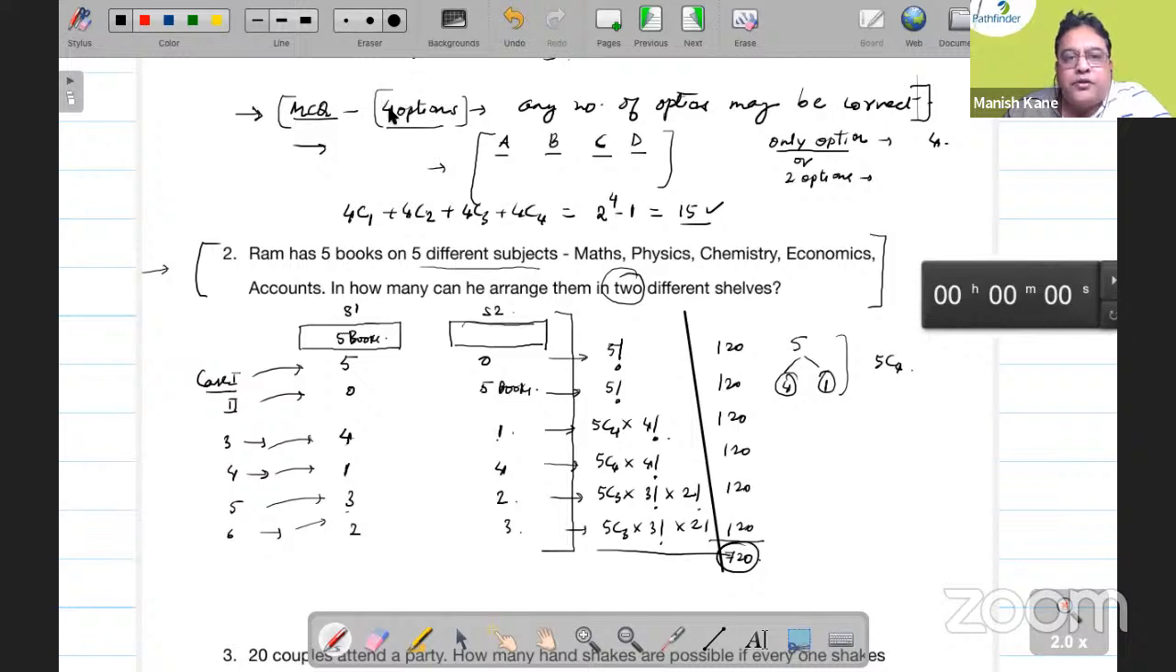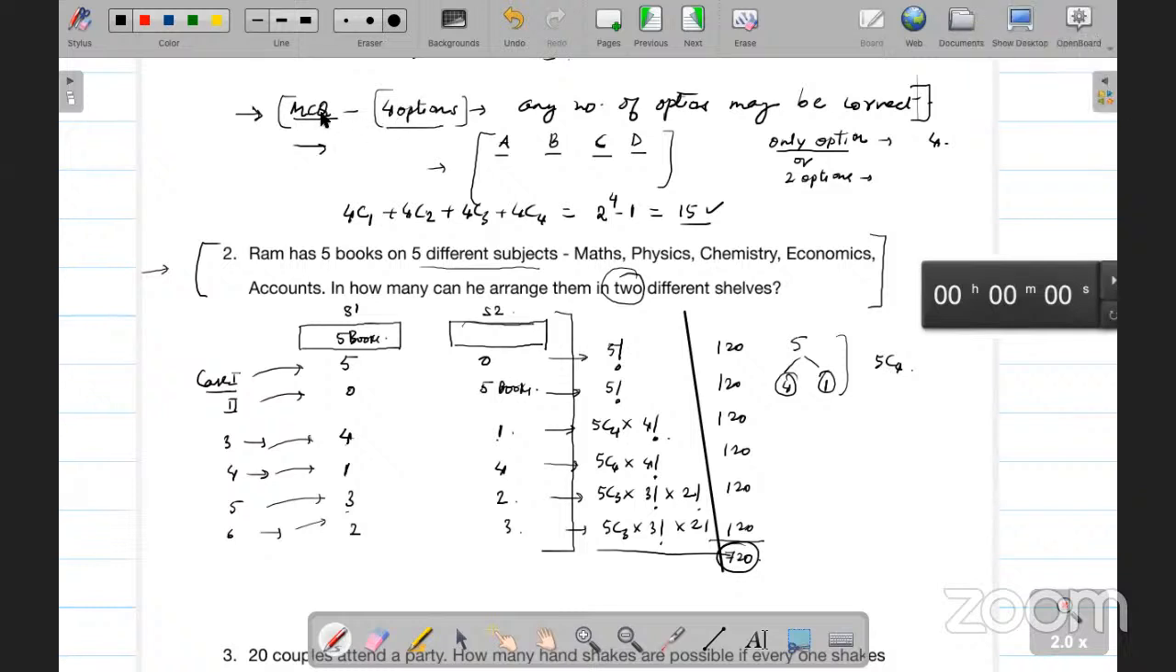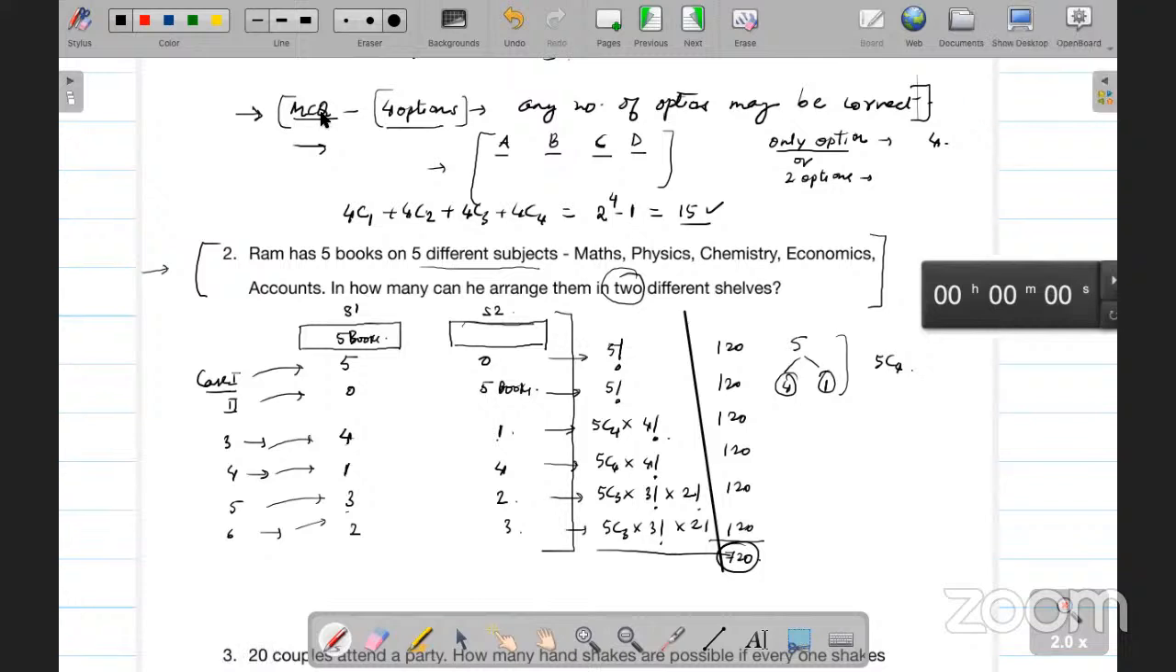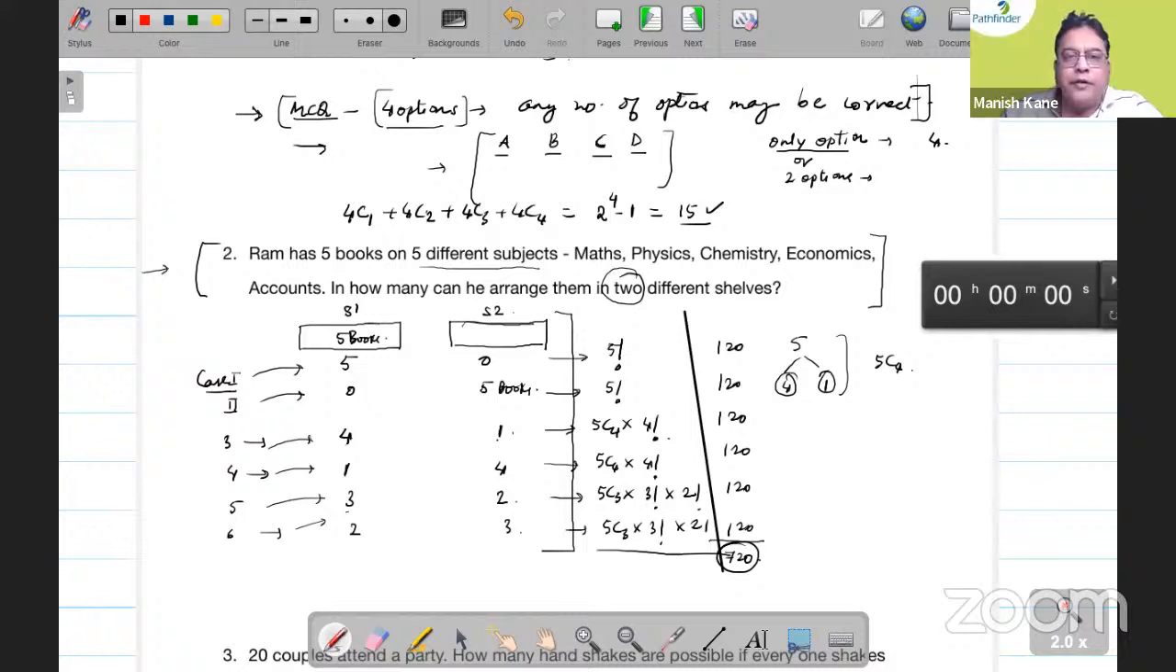So if you understood the solution, give me a thumbs up. If you understood the solution, give me a thumbs up, please. So why can't we do 25P2? 25P2, there are no 25 books. We have only 5 books. Okay, so I thought that there are 5 books of maths, 5 of physics. No. Okay, 5 books on 5 different subjects. Correct. Yes, sir. So we don't have 25 books, we have only 5 books, that's why.